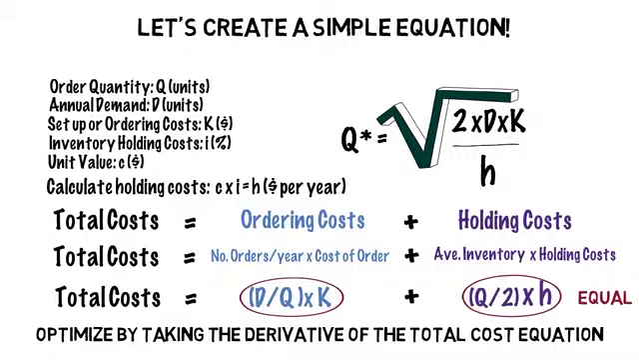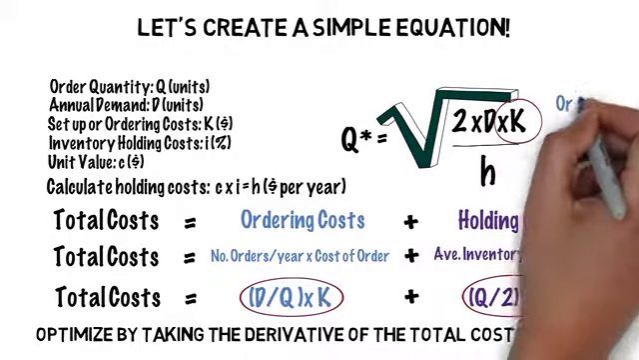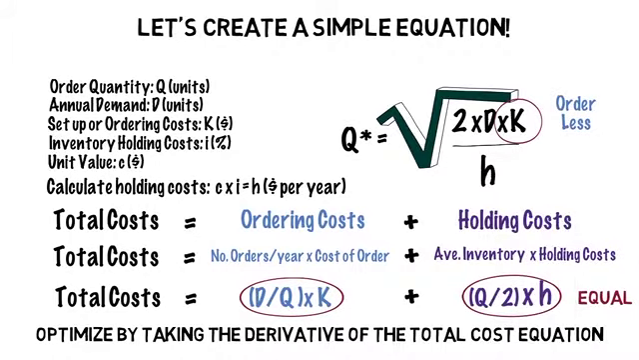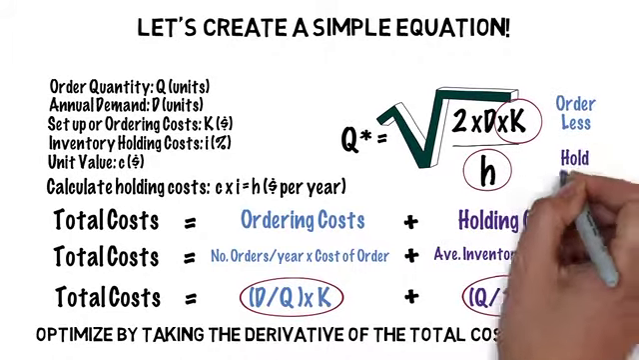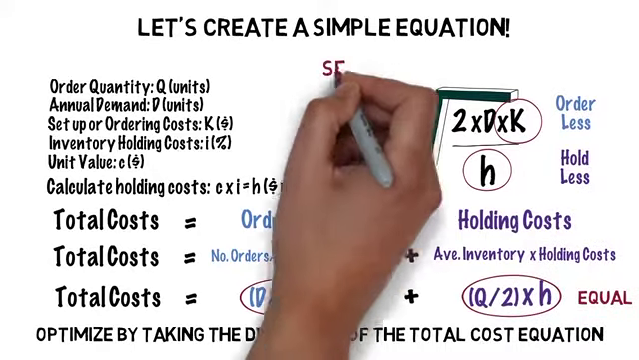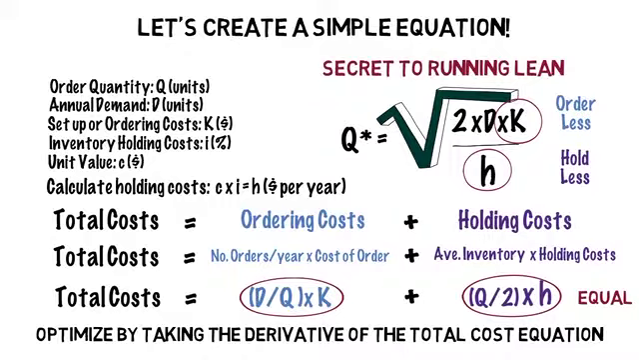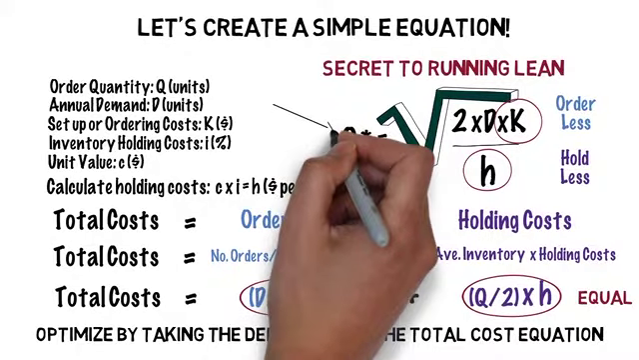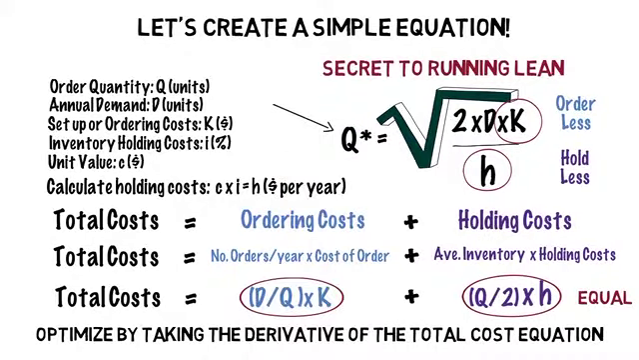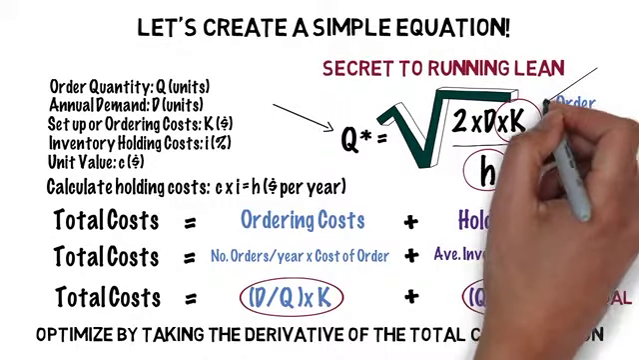Intuitively, what should you take away from this model? Simply put, when it costs more to place an order, you want to order less frequently. But when holding costs go up, you want to hold less inventory. Let's make one final point. This intuition tells you the secret to running a lean organization. To reduce your inventory Q, you need to reduce your ordering or setup costs.